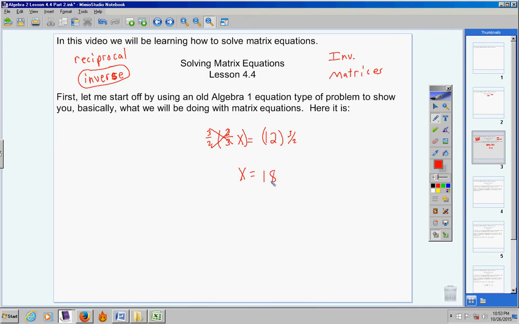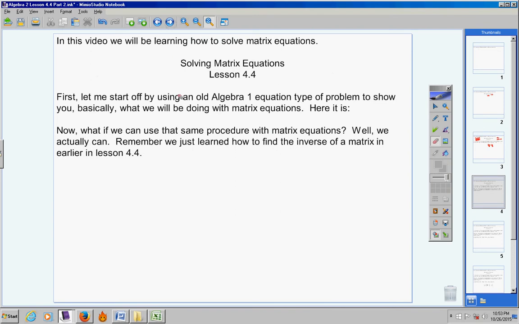So I'm just trying to show you the reciprocal method is not one that I teach very often or use. I would just rather say, hey, divide both sides by 2/3 and be done with it, okay? But I wanted to show you the parallel as to why we are going to use inverse matrices today and how they work. Now, what if we can use that same procedure with matrix equations? We actually can. Remember, we just learned how to find the inverse of a matrix earlier in lesson 4.4.